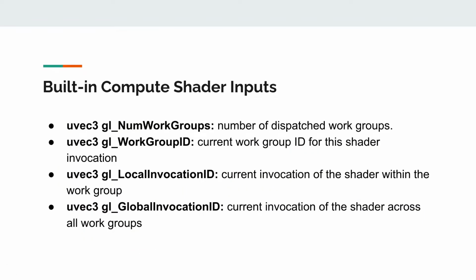Similar to other shader types, we have access to some built-in variables in compute shaders. With these variables, we can access the number of total workgroups and the ID of the current workgroup. Furthermore, we can access the current invocation of the shader within the workgroup. Using these variables, we can easily determine on which part of the buffer we are going to be working on.